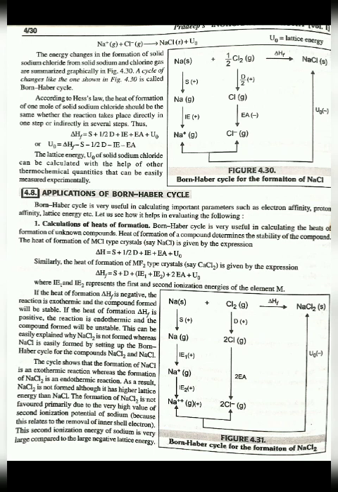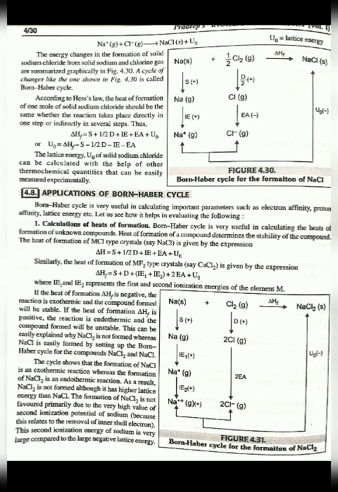This can be easily explained: NaCl2 is not formed, whereas NaCl is easily formed, by setting up the Born-Haber cycle for the compounds NaCl2 and NaCl. The cycle shows that the formation of NaCl is an exothermic reaction, whereas the formation of NaCl2 is an endothermic reaction. As a result, NaCl2 is not formed, although it has higher lattice energy than NaCl.